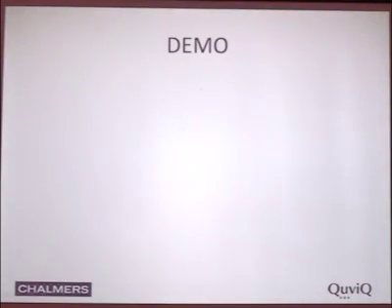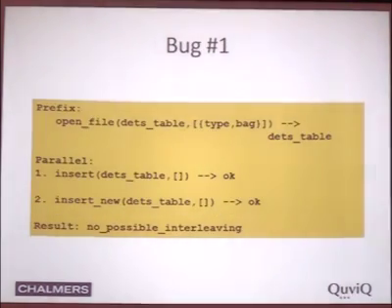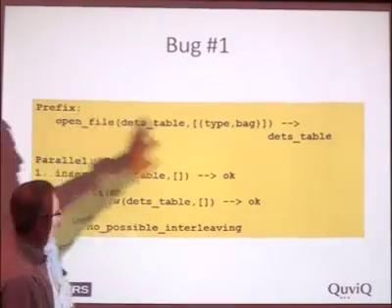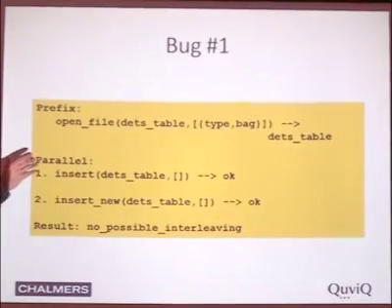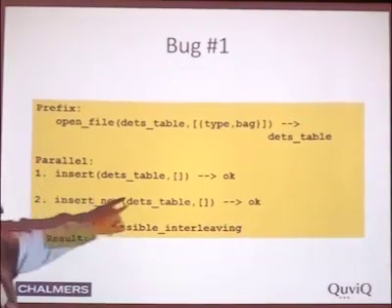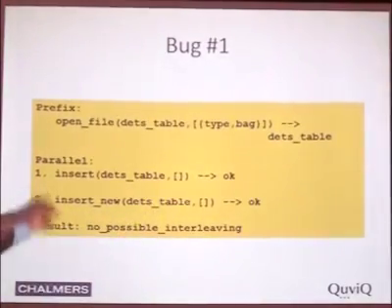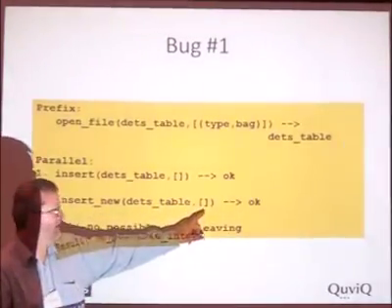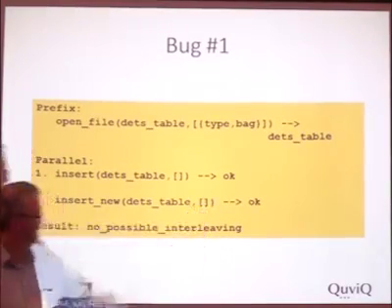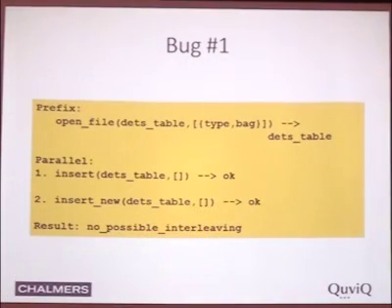So, I wrote a small model of dets, and as soon as I started running parallel tests, I started to see errors. What did I see? Here's the first bug I found. In the prefix, if you open the file, and then in parallel, you do an insertion of an empty list of tuples, that's a no one, and an insert new of an empty list of tuples, that's a no one too, then there's no possible interleaving of the results. Wait a minute, but they both returned okay.